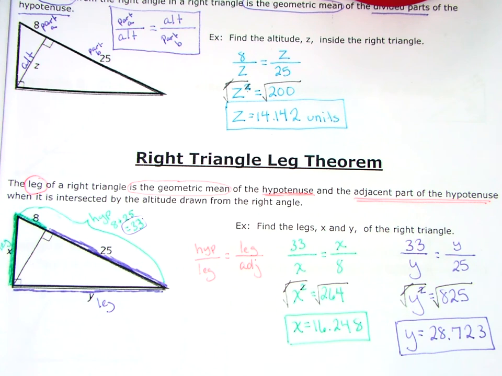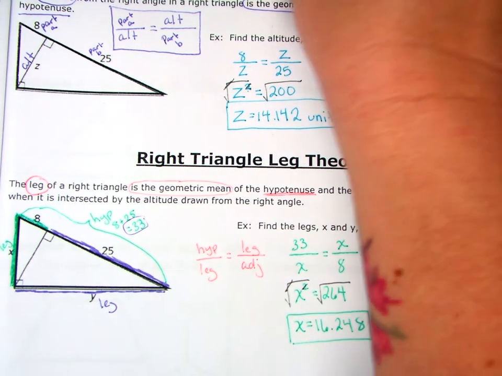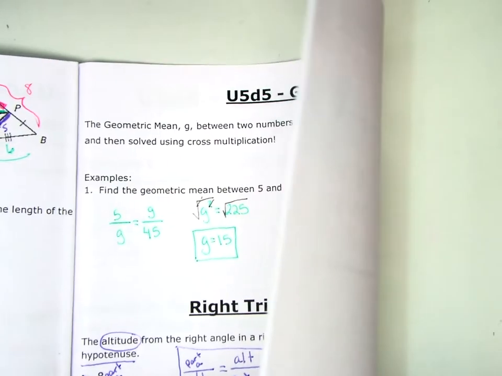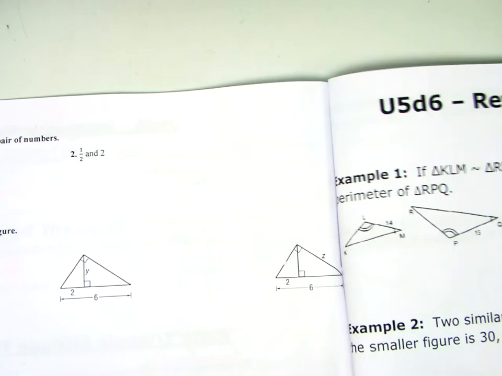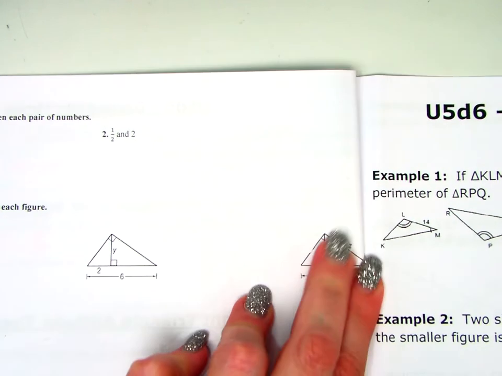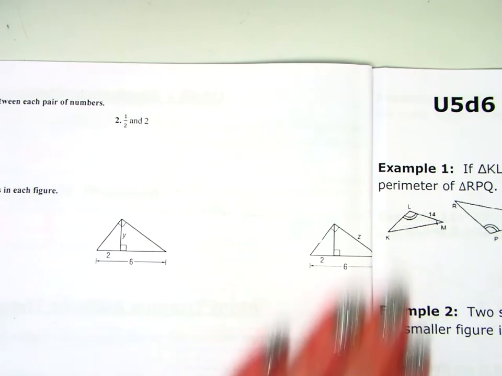So anytime you're doing these problems, you have to make sure you have an altitude coming from the right angle. So from right angle to right angle. And then you have to determine, am I using the altitude theorem or the leg theorem? Okay? All right. Those are going to be good little formulas to put on your note card when you get your note card, just FYI.